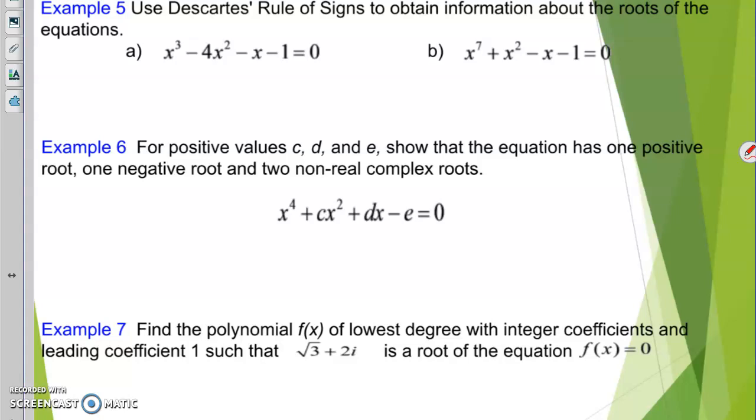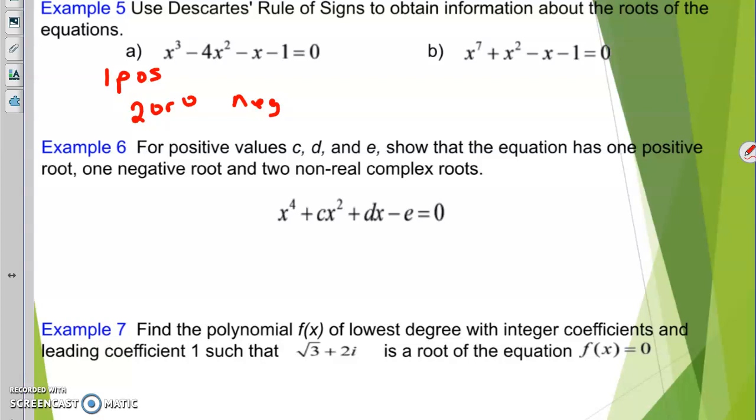I'm going to have 1 positive because there's 1 change. And if I do it with the negatives, I'm going to have 2 or 0 changes that are negative roots. And go ahead, substitute in and see negative x in for x and simplify and find those changes.